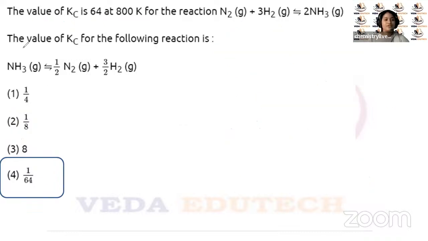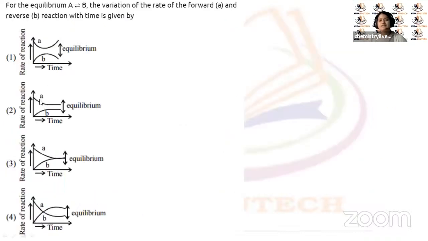Moving on to the next question. Okay. This is the easy one. Looks difficult, but very easy. Just try, everyone. Until then, let me see if you all have any doubts to ask.